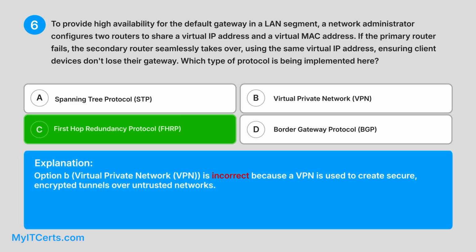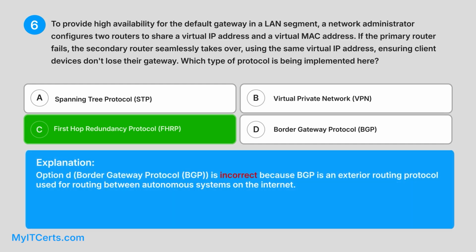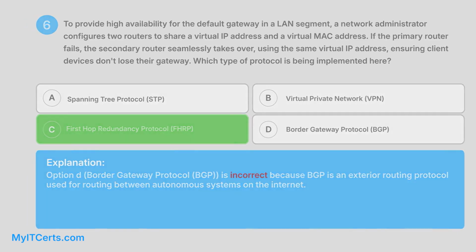Option B, Virtual Private Network, VPN, is incorrect because a VPN is used to create secure, encrypted tunnels over untrusted networks. Option D, Border Gateway Protocol, BGP, is incorrect because BGP is an exterior routing protocol used for routing between autonomous systems on the Internet.